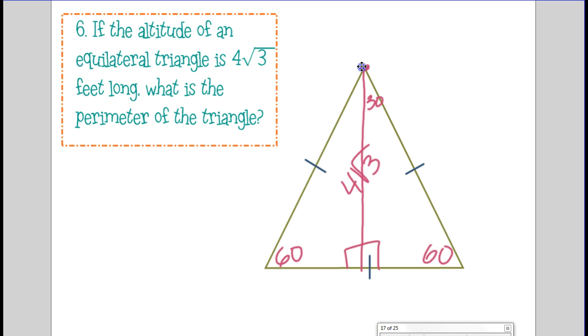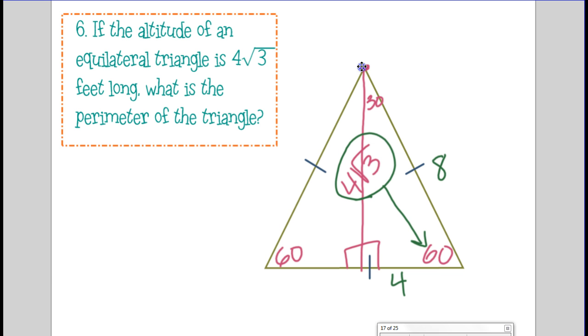What do we have and what is it across from? Because you need to be so used to asking yourself that. What do we have and what is it across from? We have 4 root 3. What is it across from? 60. Thank the Lord that the one across from 60 has a root 3. That's great news. I'm not going to make the chart this time. So x is 4 and 2x would be 8.